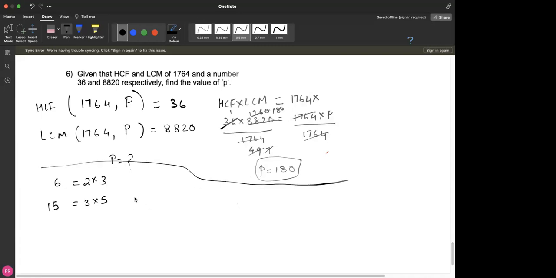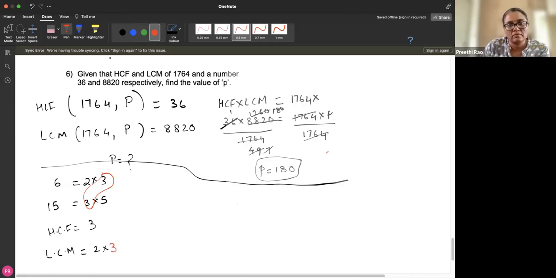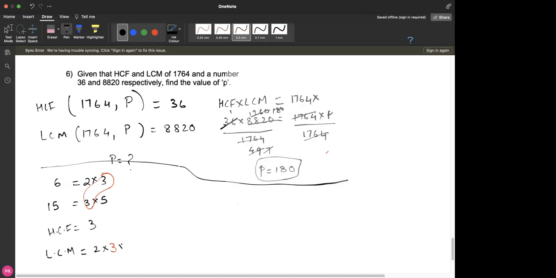Now if you notice, the HCF is the numbers that are common. In this case 3 is common in both 6 and 15, so HCF is 3. The LCM is the number which cancels out all the repetition. In this case 3 comes 2 times, so we write 3 once and we write everything else, 2 and 5.